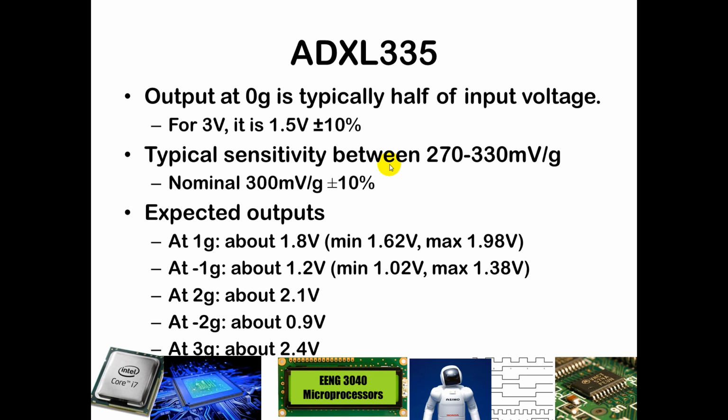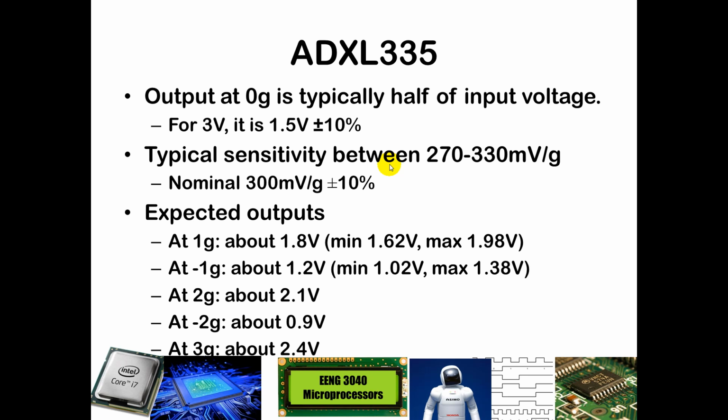If you have 0 G, that voltage output is going to be basically half of the input voltage. So for the 3 volt input voltage, it's going to be 1.5 volts nominally, but there is a tolerance of plus or minus 10%. So it could be up to 10% above, which would be 1.65 volts, or it could be 10% below, which would be 1.35 volts. And then the sensitivity is based on how many G's it's designed to measure. And so in this case, your typical sensitivity is going to be between 270 and 330 millivolts per G. The nominal is 300 millivolts per G. So because it can be off by up to 10%, on the low end it's going to be adding or subtracting 270. On the high end, it's going to be adding or subtracting 330, depending upon whether your G's are in the positive or negative direction.